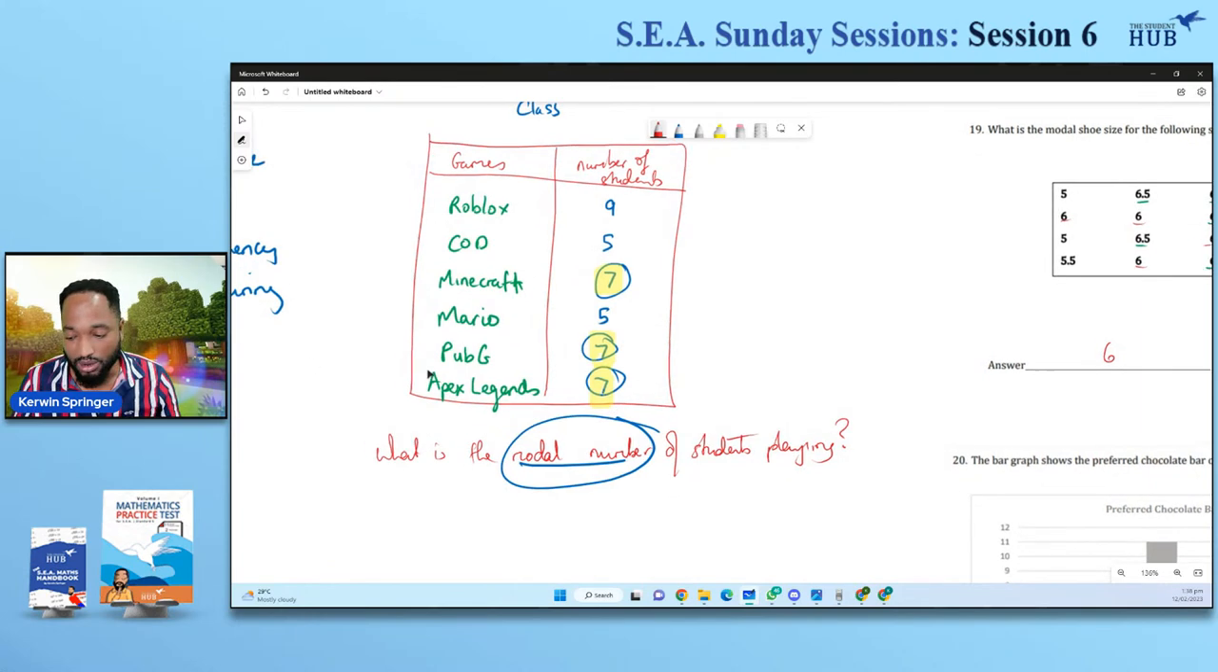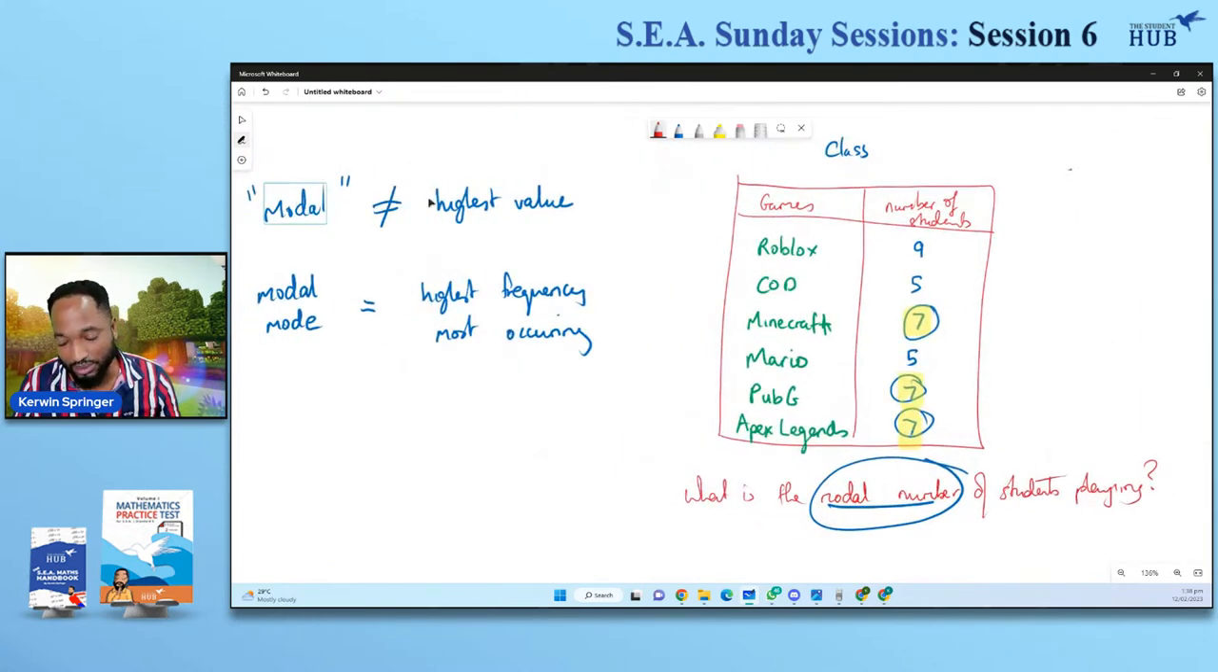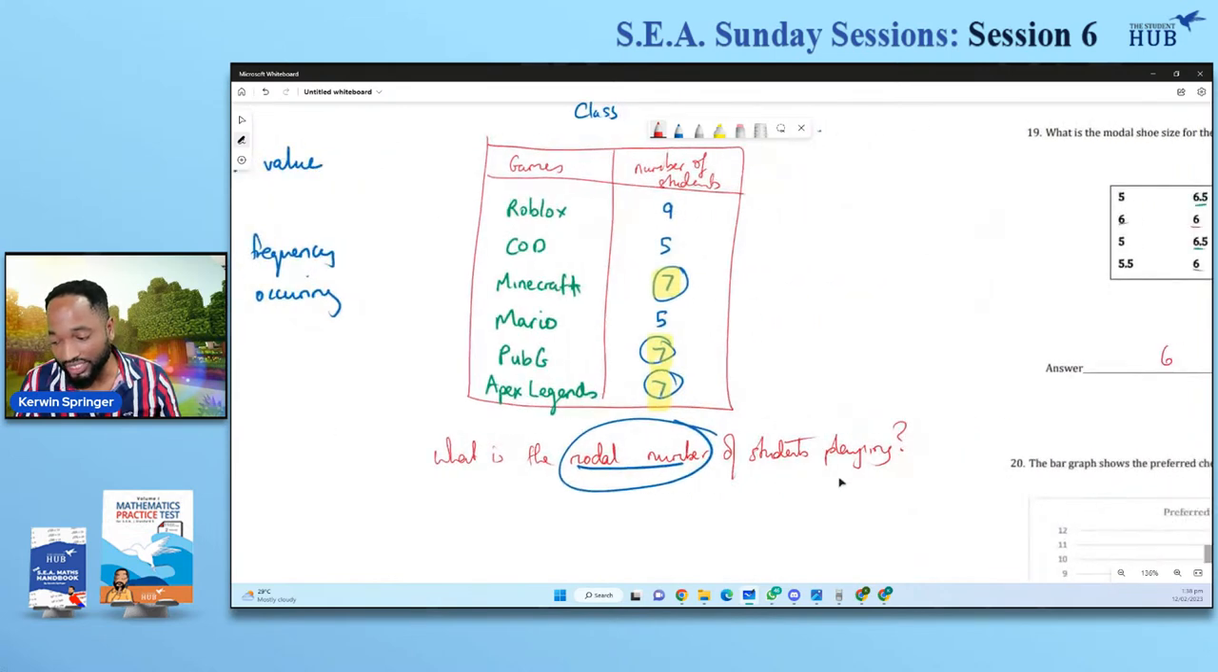But I am saying mode in mathematics doesn't stand for highest value. It stands for highest frequency or most occurring. So depending on what the question is asking for, you have to look for the most occurring number where students are playing. And the most occurring number is seven. Now, if that's the modal game played, then you would say Roblox. You notice how nine is never the answer. Nine can never be the answer. They could either be asking about the modal game played, which is Roblox, or the modal number of students, which is seven, which is the most occurring.